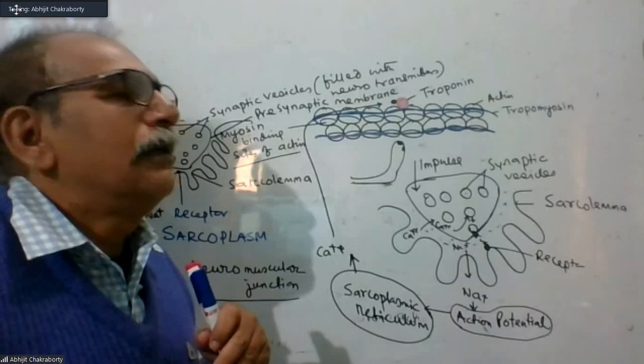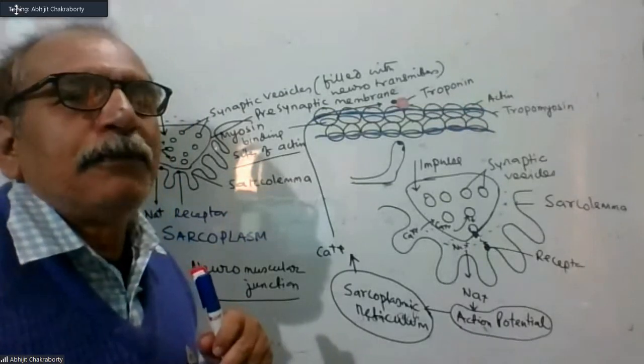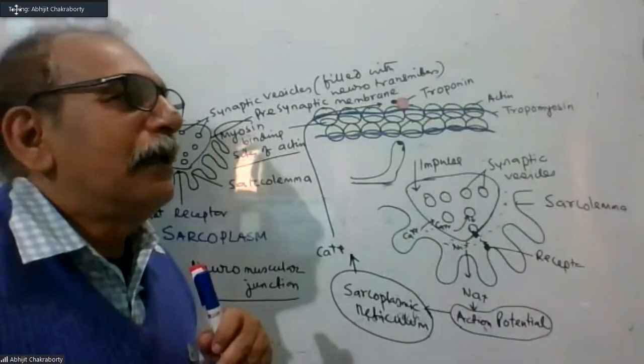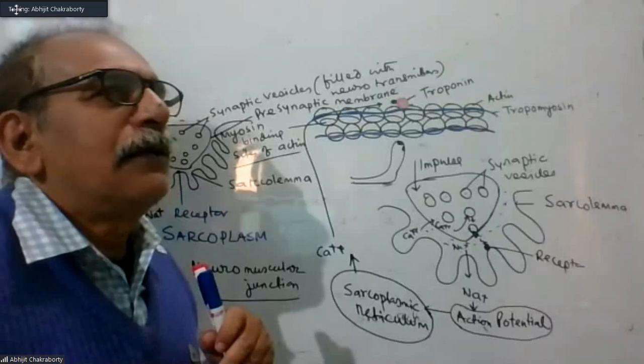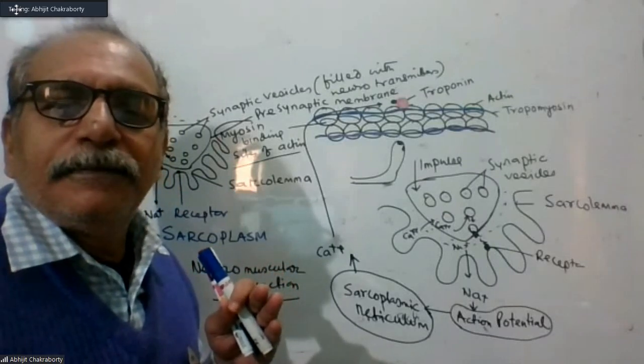The myosin binding site of actin, or active sites of actin, are exposed now. That is, at this point, the myosin head can bind to actin. Are you getting me? Up to this?